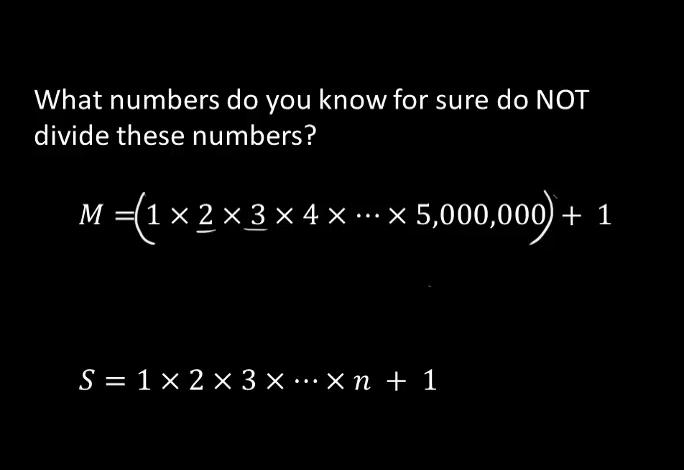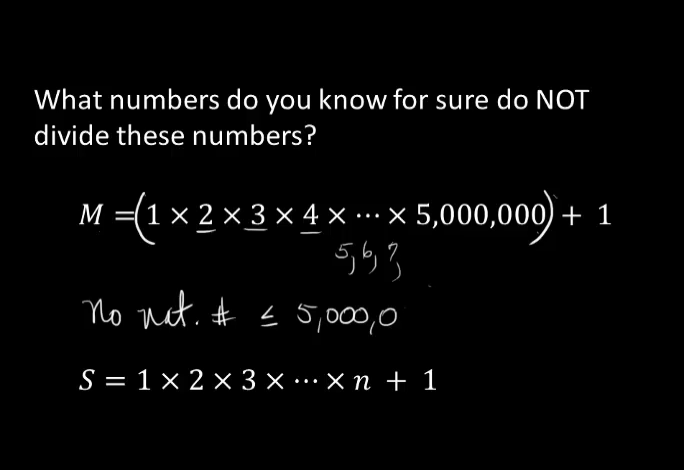3 is not a factor of m. 4 is not a factor of m. 5 is not. 6 is not. 7 is not. And in fact, all numbers less than or equal to 5 million do not divide m. If you divide m by any of these numbers, there will be a remainder of 1. So let's see, no natural number, other than 1 of course, no natural number less than or equal to 5 million divides or is a factor of the number m.